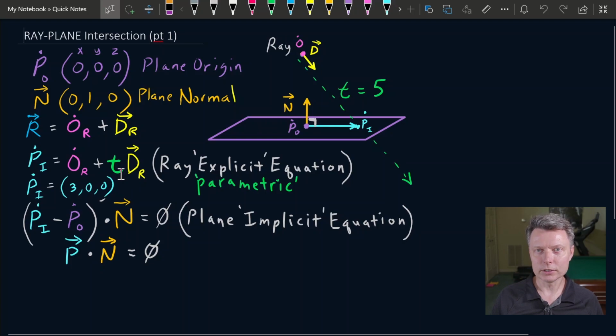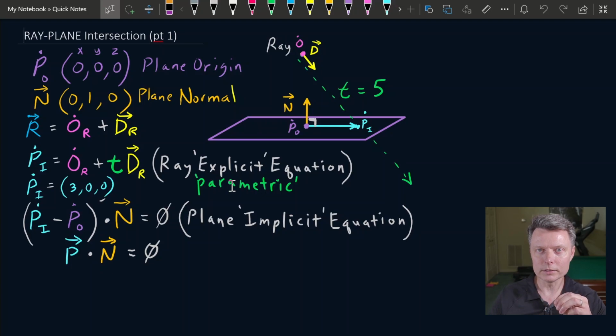And how it is generated is that we provide this little green t value right here. The explicit equation is also known as a parametric equation because you provide the parameter t, and that moves the little point up and down the ray. If you give it a bigger t value, it'll move farther down the ray, and if you give it a smaller t value, it'll stay closer to the ray's origin.